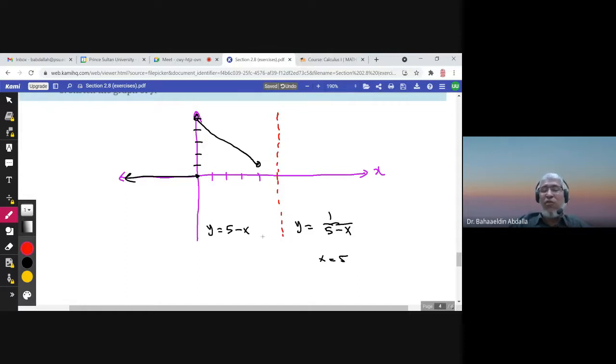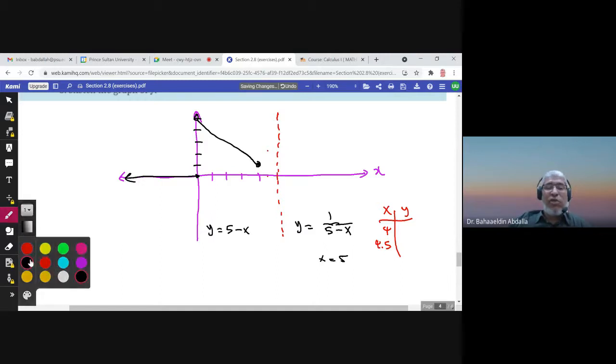So let me check at 4. Of course, I take a table of coordinates. At 4, 5 minus 4 is 1. So at 4 it is 1. So this circle now will be closed because it will belong to this function. And at 5 I cannot choose. So if I choose 4.5, 5 minus 4.5 is half. 1 over half is 2. So at 4.5, it is 2 here.